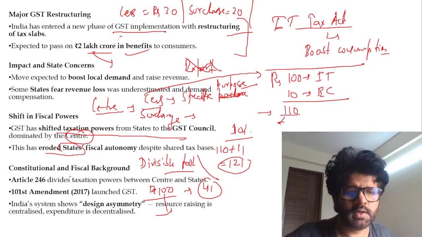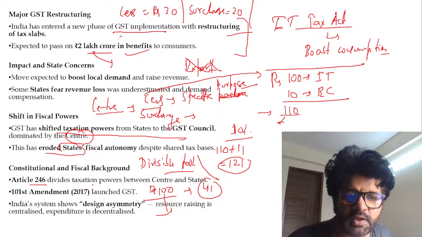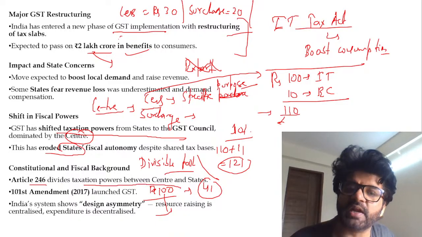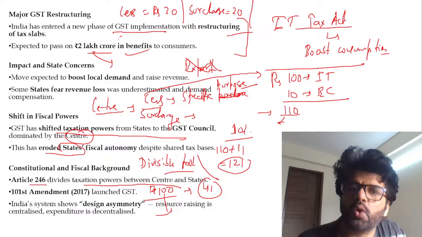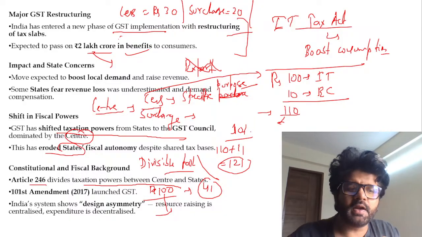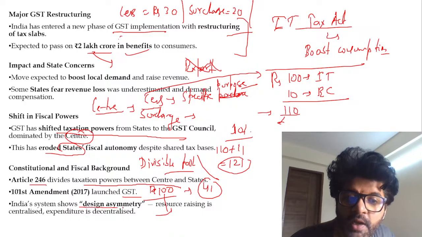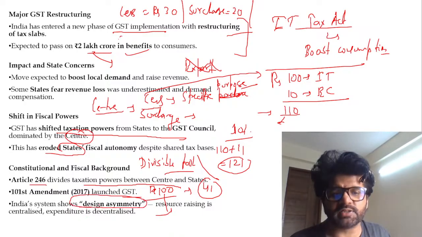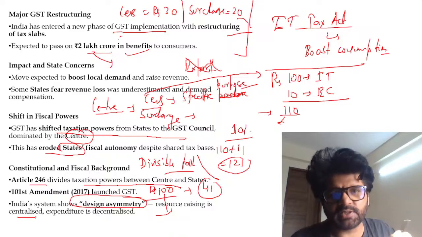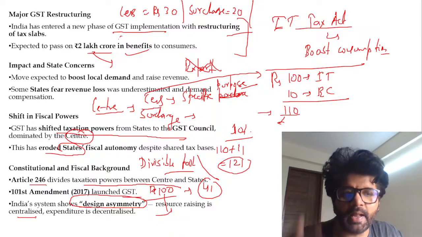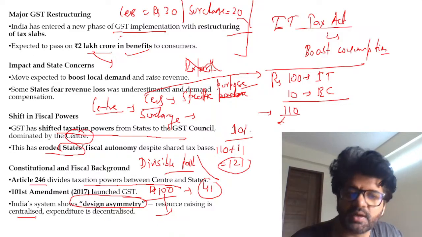So again, there are articles. Article 246 divides taxation power between center and states. They can directly ask you, what is Article 246? The 101st Amendment launched GST, Article 279A. India's system shows design asymmetry. What is this design asymmetry? Resource sharing, maximum done by the center. Expenditure on health, education, infrastructure done by the state.